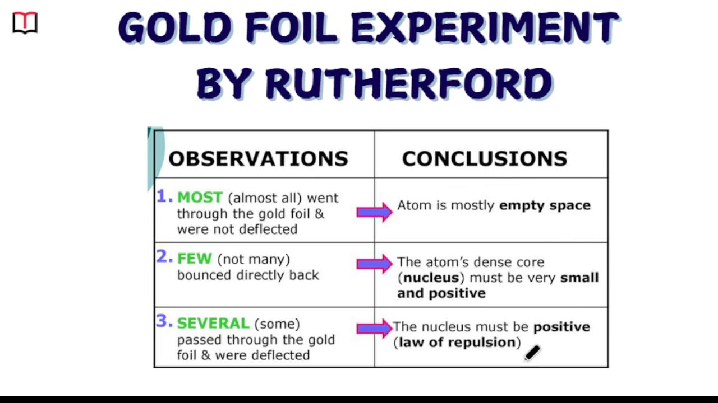Okay, as there is no deflection. All right. Now, several particles pass through the gold foil and there were some deflections. So he concluded that the nucleus must have a positive charge. There should be something positively charged present at the center of the atom, which is causing the repulsion of the alpha particles.